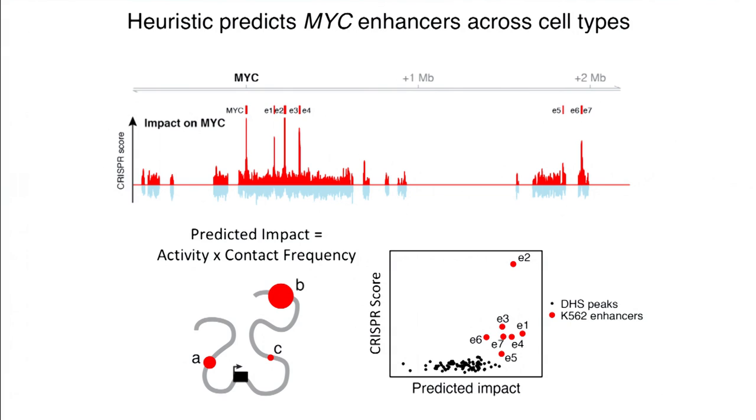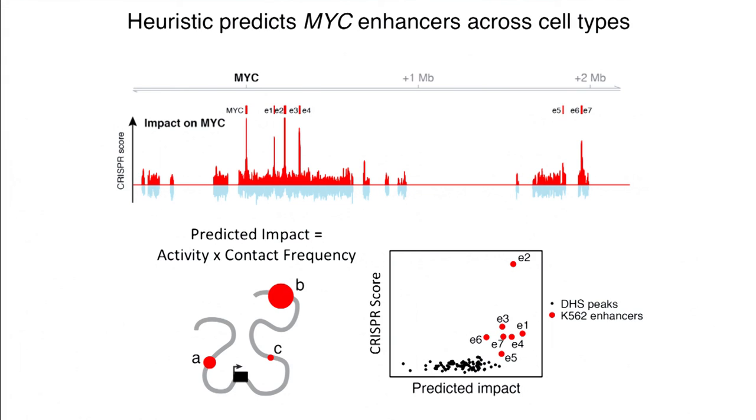And so I also don't have time to tell you how we've taken these data at the MYC locus and synthesized them into a predictive model for enhancer promoter connectivity that is able to predict fairly well the results from our screen based on 3D conformation of the genome from Hi-C data, as well as ChIP-seq and DHS scores that are relatively easily obtainable for a variety of cell types or may already exist.